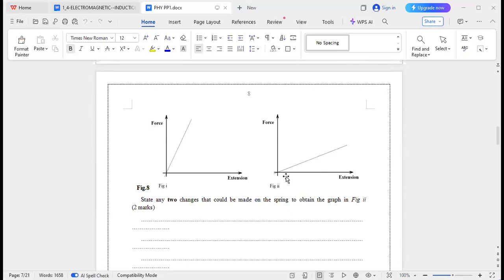So you ask yourself, have we increased the spring constant or have we decreased it? The answer is we have reduced the spring constant, because when you calculate the slope here, it is higher than the slope here. So K has decreased. In other words, the question is asking, give two changes that you can do on a spring to reduce its spring constant.